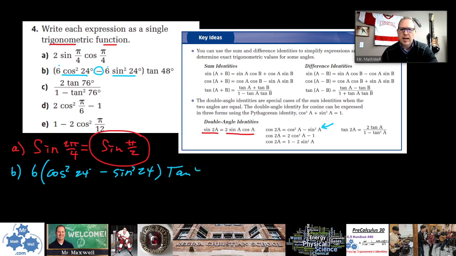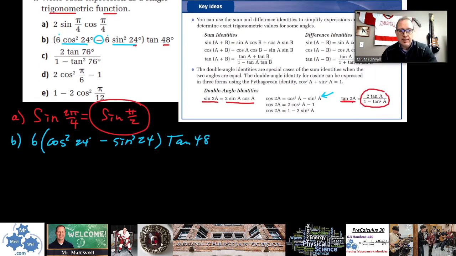Times tan of 48. Okay, I'm going to have to do some work with tan of 48 as well. Now, tan of 48, you should be saying, 24 is half of 48. So look at this. I could write tan of 48 in terms of tan of 24. And I think that's going to really help us simplify things. So let's do that next.